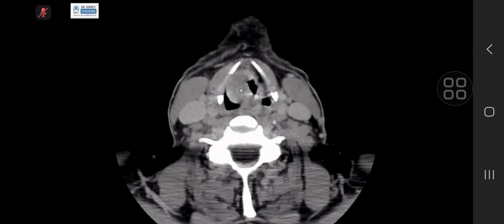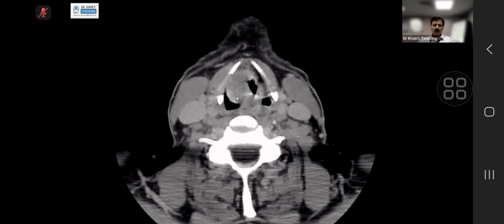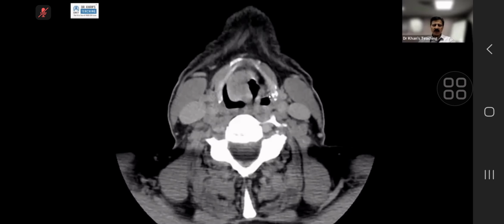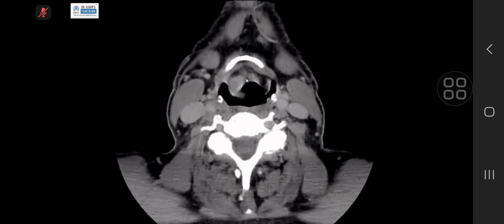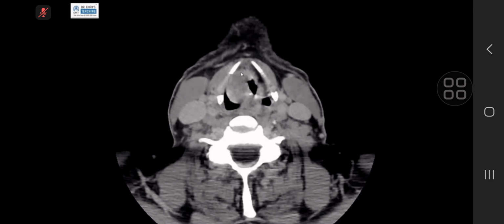This is the pyriform fossa on the left side, the normal one, and on the right side there's a soft tissue thickening in the aryepiglottic fold. Right, very good. So the aryepiglottic fold is thickened. With that thickening, there is a soft tissue mass there. That mass is extending into the pre-epiglottic fat here. On the right side, it is extending into the paraglottic fat here. And now we are going inferiorly.